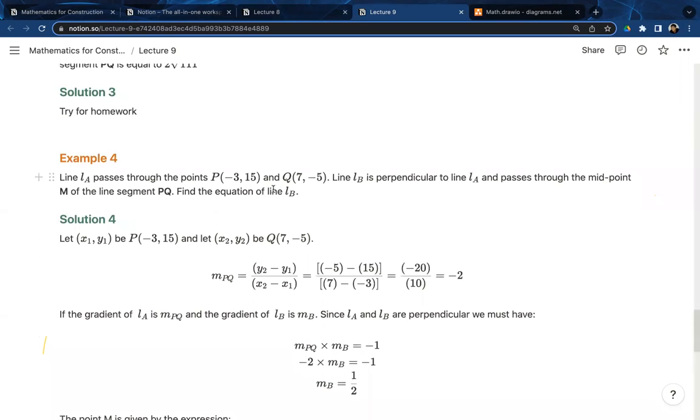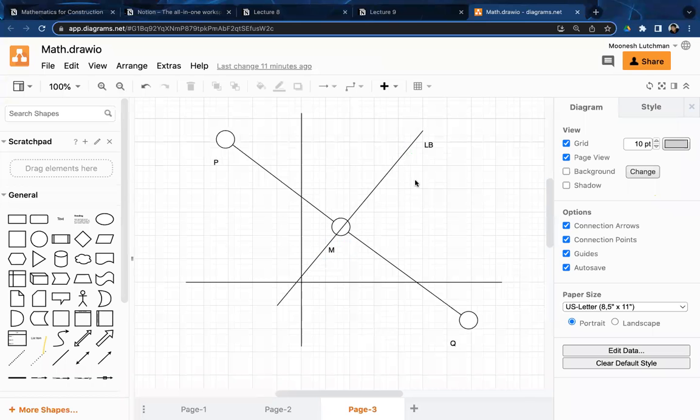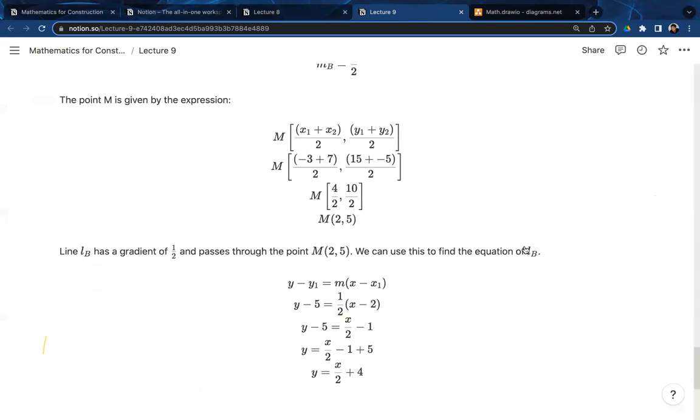That's what I wanted. LB is a perpendicular bisector of PQ. It's perpendicular to PQ and it bisects the line PQ in half. That's the diagram we have here. Okay. So that was all the working for that.